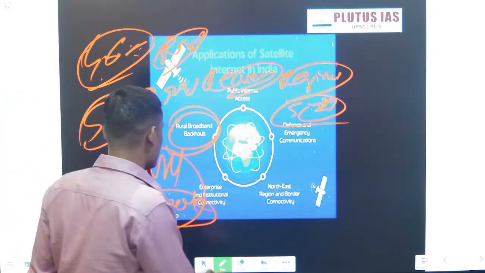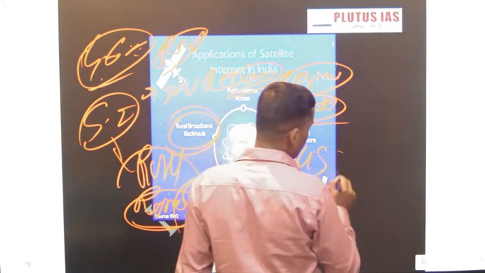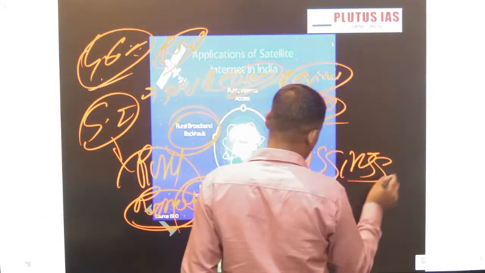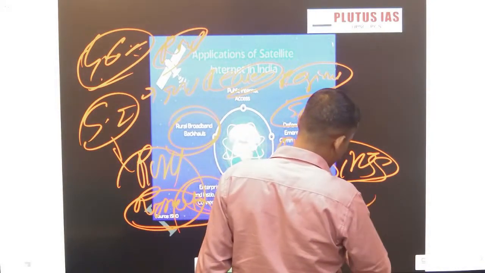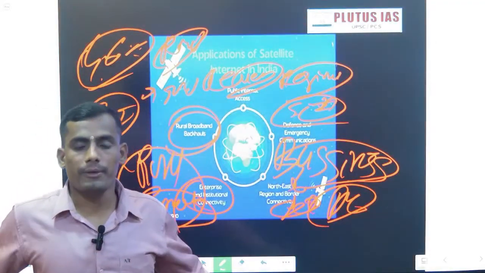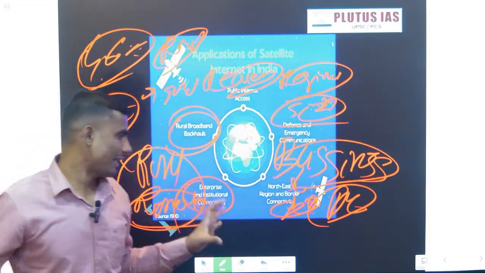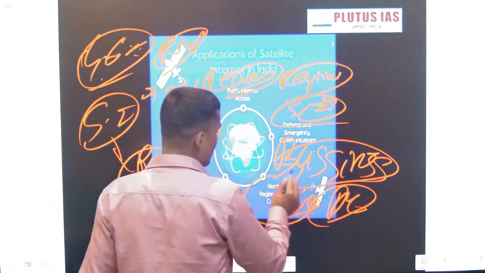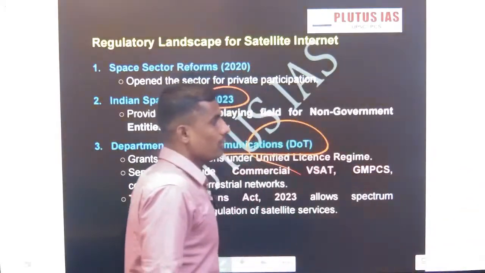Okay, the next one is enterprises and infrastructure. See, businesses generally get affected because of disaster management and everything. During that time, businesses can mostly rely on satellite internet. This is the next application of satellite internet. Now, the northeastern far-flung areas, as I suggested. So these are the applications for the northeast.